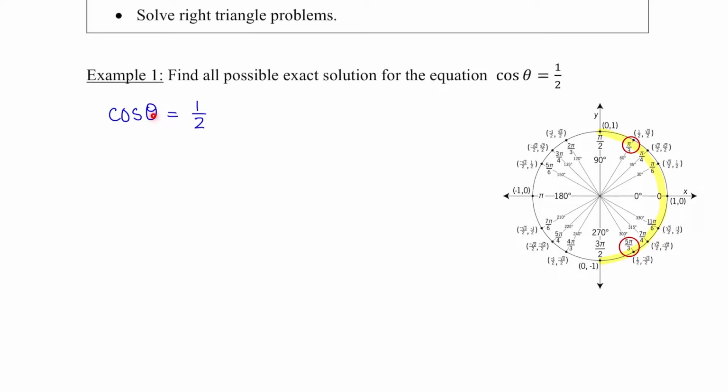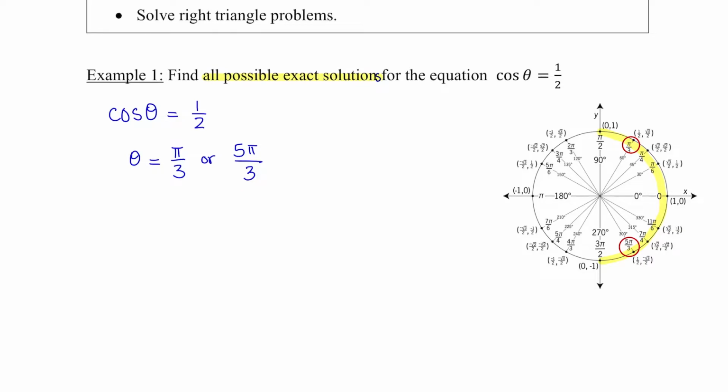In other words, if I substitute theta with pi over 3, cosine of pi over 3 equals 1/2. Or if I substitute theta with 5 pi over 3, then cosine of 5 pi over 3 is also equal to 1/2. At this point, I am going to ask myself, are these all of the possible solutions that I can have?